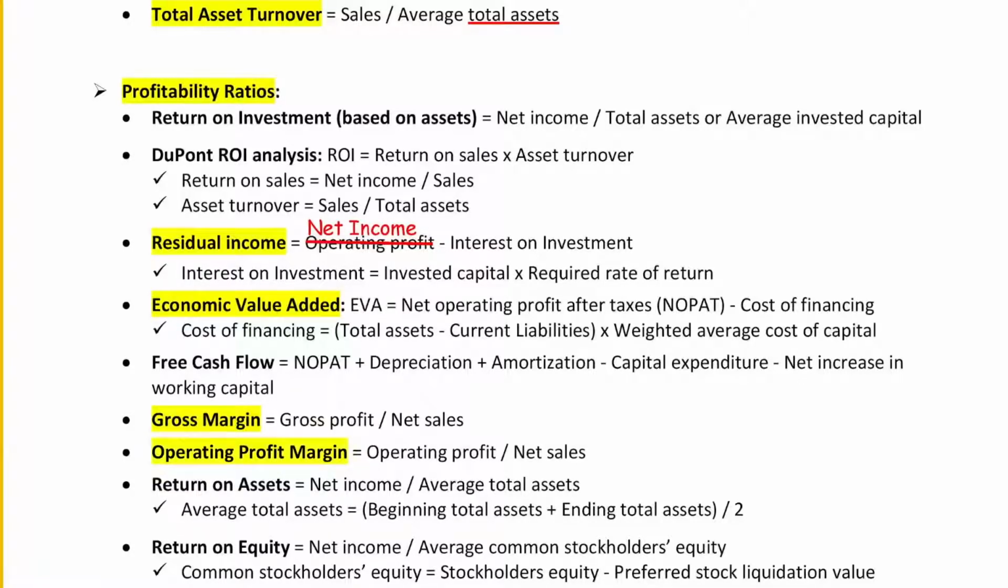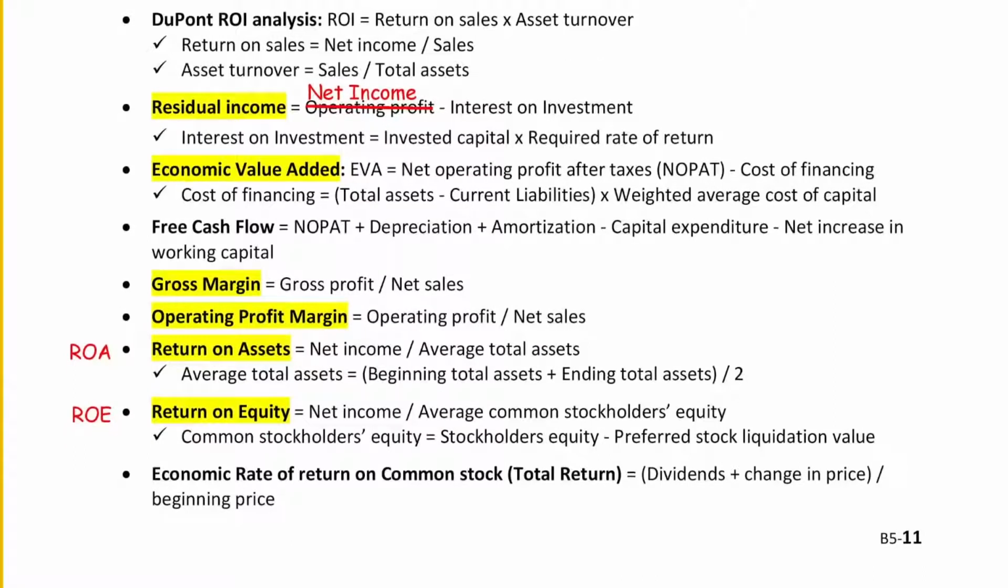Next one, highlight return on assets and write the ROA. So this is something we got from the DuPont analysis, which was net income divided by average total assets. Next, highlight return on equity, write the ROE, which is net income divided by average stockholders' equity. Then you have economic rate of return on common stock. That's the total return. That's basically you're looking at dividends from the stock during the year plus the change in price during the year divided by the beginning price. So that's your economic return from the common stock or your total return from the stock.